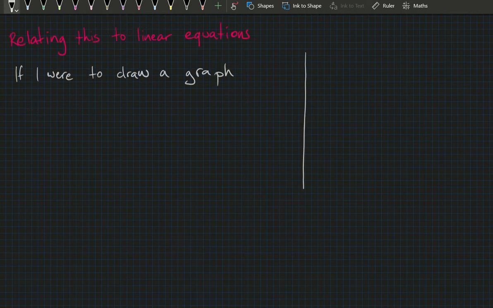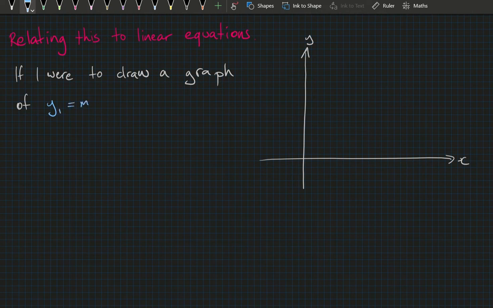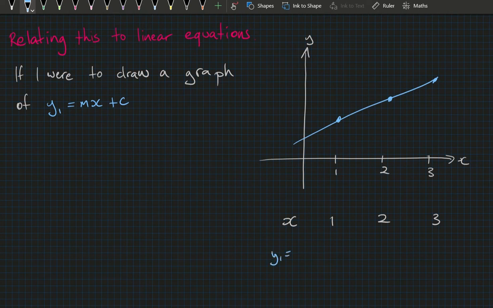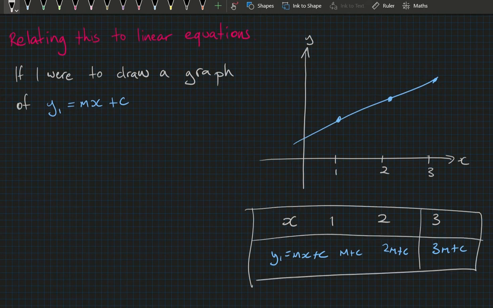If I were to draw a graph of y1 equals mx plus c, and mark in the x values 1, 2, and 3, and then mark in the points on the graph where x is 1, 2, or 3. And then if I was to make a table of the values of y1 equals mx plus c, when x is 1, y is going to equal m times 1 plus c, which is just m plus c. And when x is 2, well, it's 2 times m plus c, and 3 is 3 times m plus c. So let's close off that table.